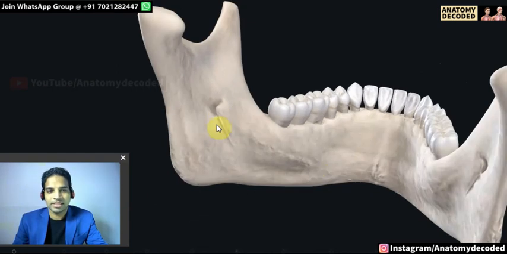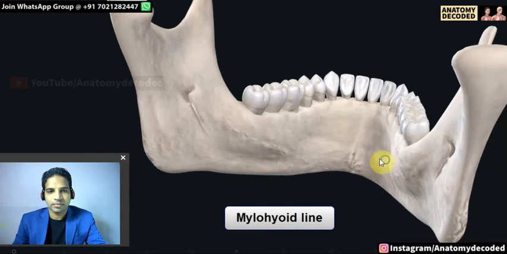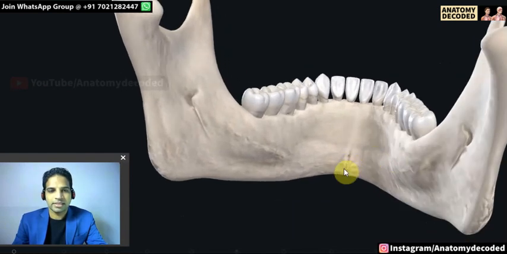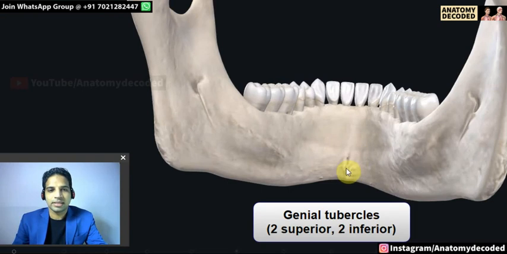Then this line which is seen here is the mylohyoid line. And on the inner aspect here, we can see certain elevations. These are referred to as genial tubercles. There are two superior and two inferior genial tubercles.